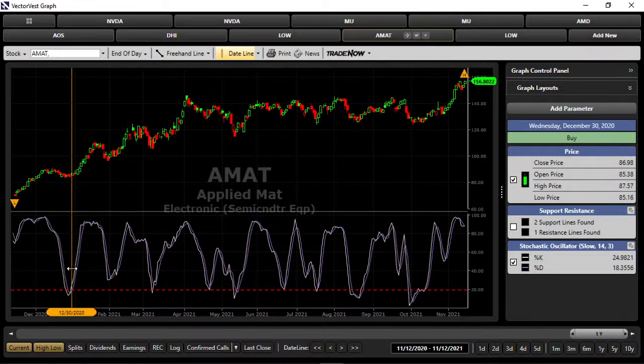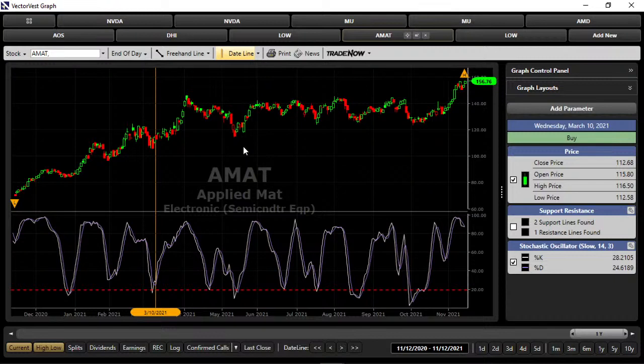Good entry there, right? Below 20 to above 20, buying opportunity, another good entry. Notice what the stock is doing here. It's trending. So I said that you should only use the MACD in a trending market, and you should. You can mix and match other indicators.